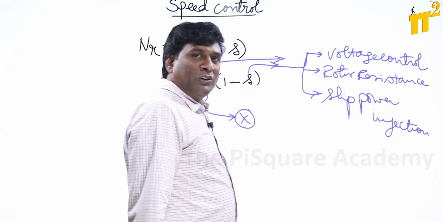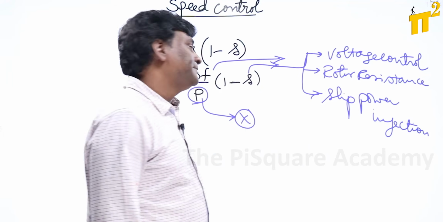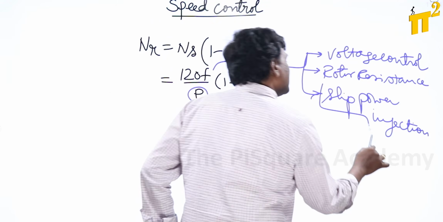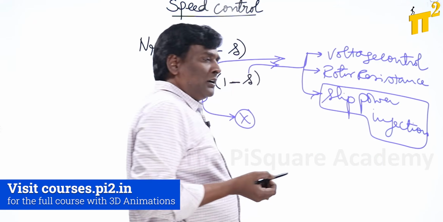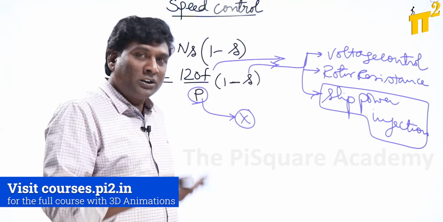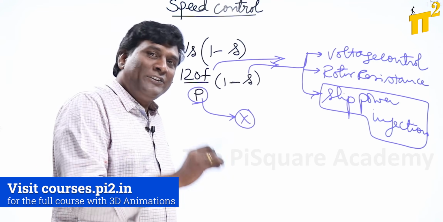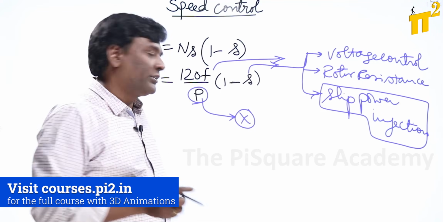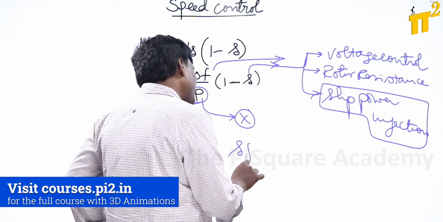In slip power injection, only one theoretical question can come, that is, in the slip power injection method, the frequency that should be supplied through the rotor circuit should be the same as the frequency of the rotor circuit. So sf is the rotor circuit frequency.